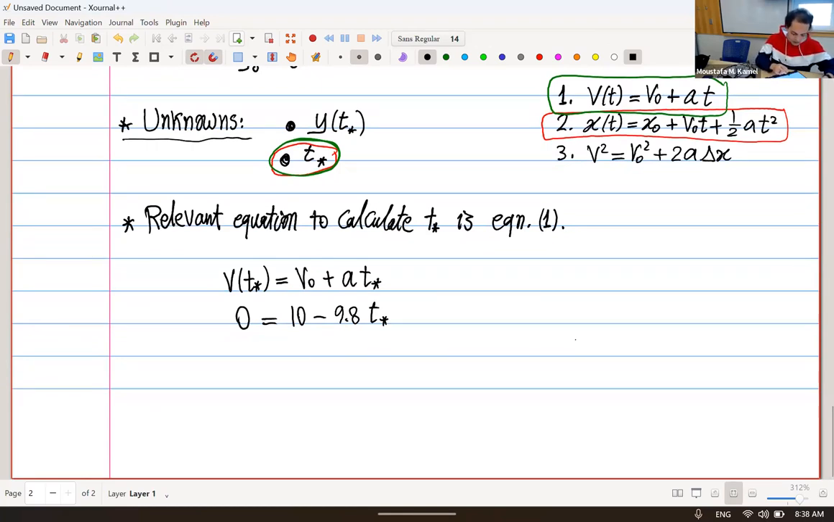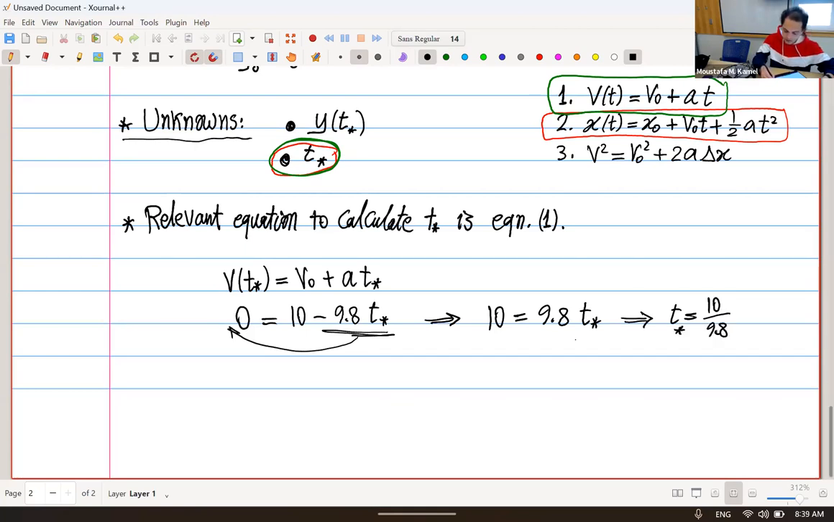You can put this guy to the other side. So this becomes 10 equals 9.8 t star, which means t is equal to 10 over 9.8, which is some number, 1.02 seconds. So this is the time it takes until the ball reaches the maximum height.